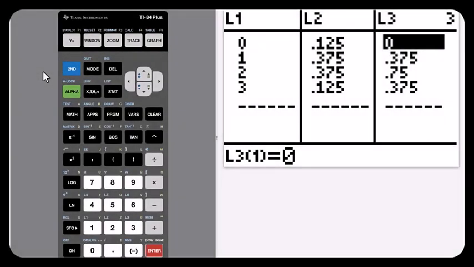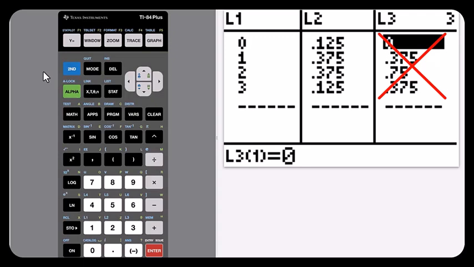Even though the formula for finding the standard deviation of a random variable looks kind of complicated, actually doing the work on the calculator is really easy. Take a look. We've already got our values that the random variable could take on in L1. We've got the probabilities of each one of those values in L2. Now we don't need L3 for this, so we can just forget about it.